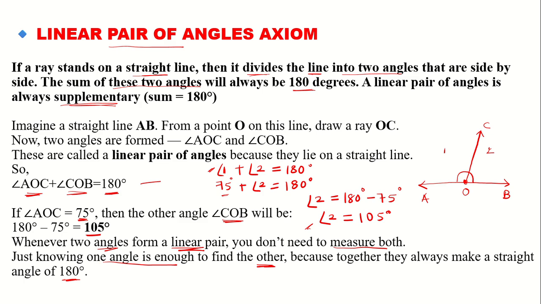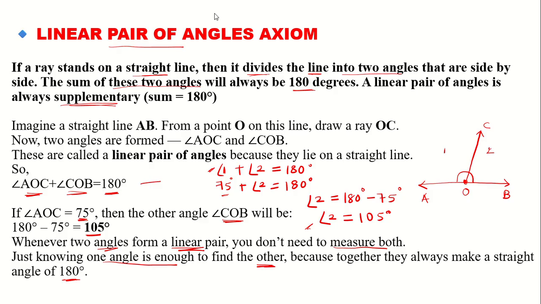So, this was the topic, linear pair of angles. What is the definition of a linear pair of angles? Whenever you have a straight line, let's say AOB, and on this straight line you have a ray, this ray divides the straight line into two angles.